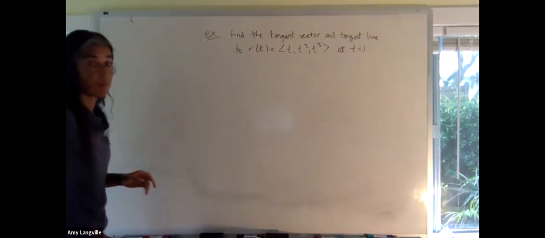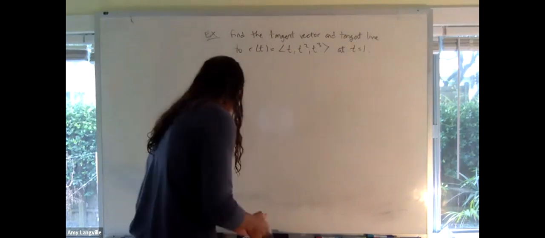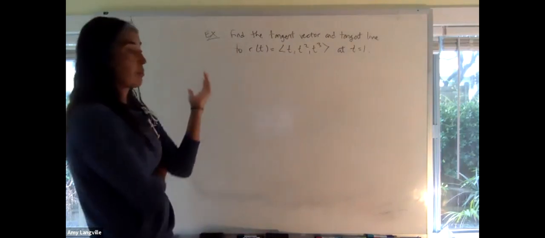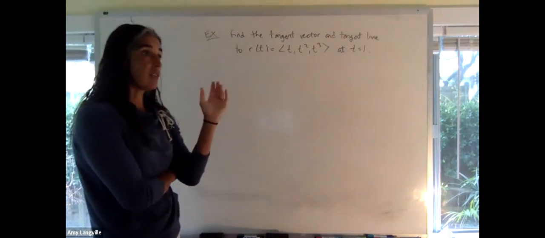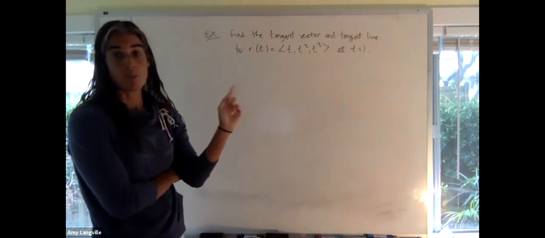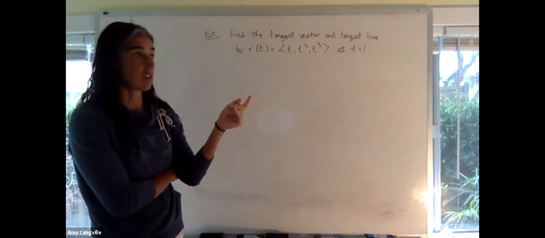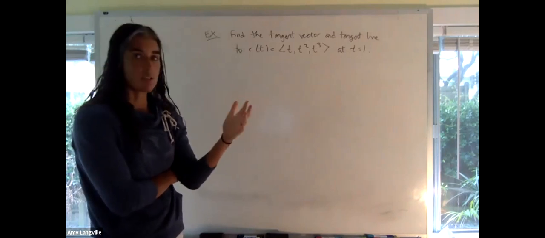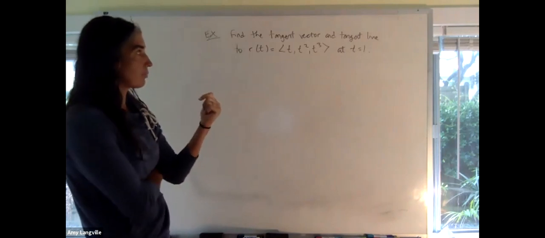And then we'll talk about what that vector means when we do some applications. So this is an example of a problem you'll see. Given a space curve and a point of tangency, find a tangent line, find a tangent vector, find the unit tangent vector. So I'll define all these things.